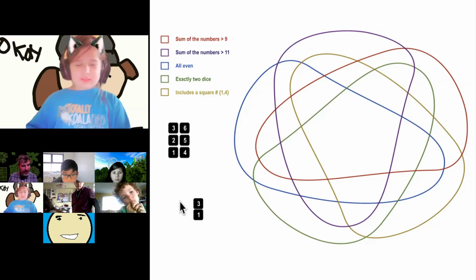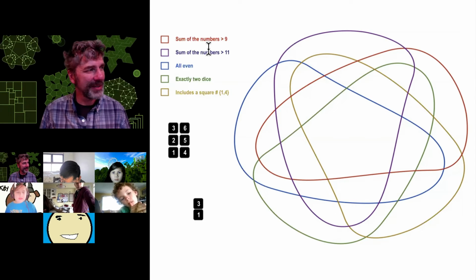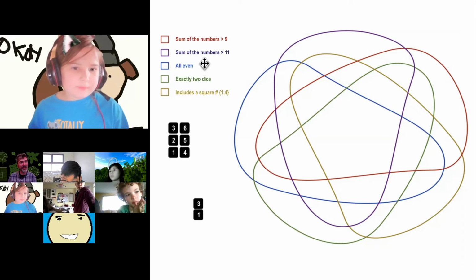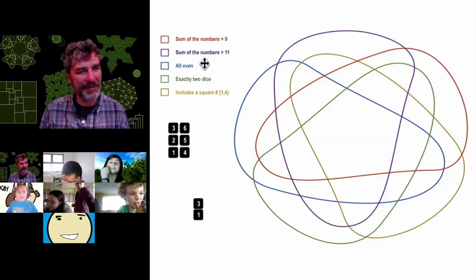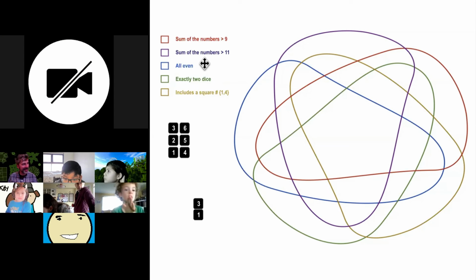It's Avocado, exactly 2 dice. Wait, no, let's do this in order. Okay. Some of the numbers is more than 9. No, that is No. 4. Some of the numbers more than 11. No. All even. No. Exactly 2 dice. There are 2 slides that have. Wow, there are 3.